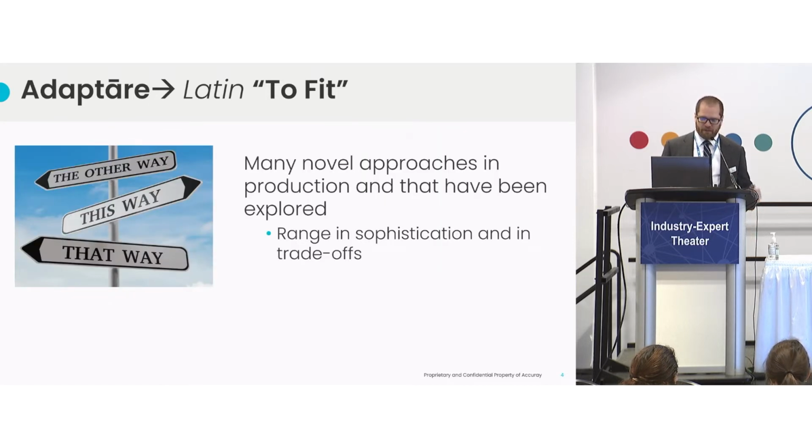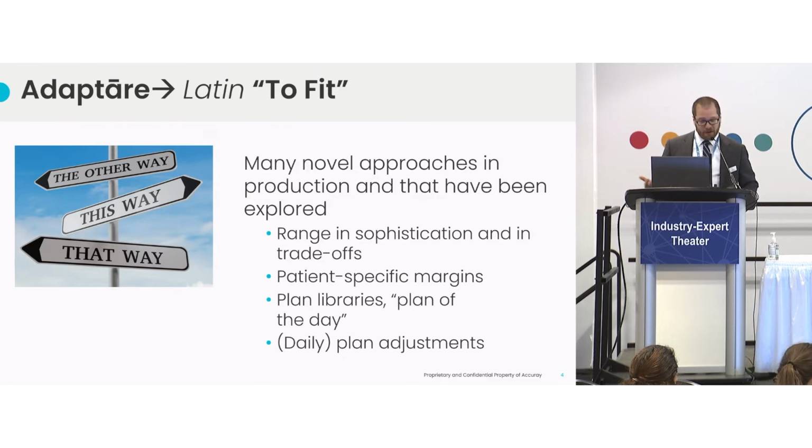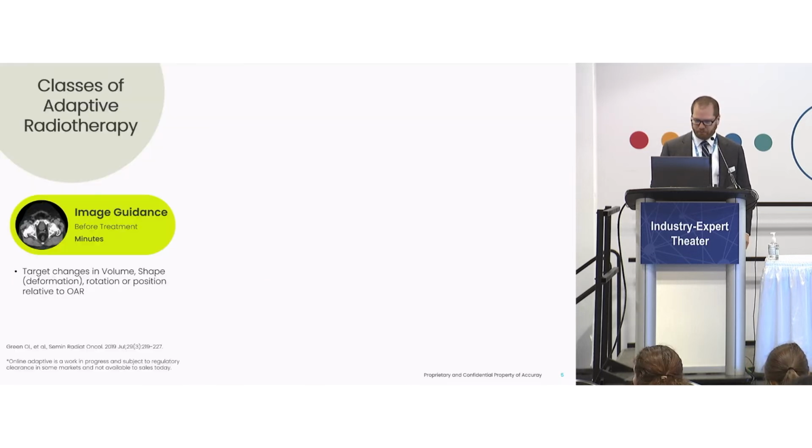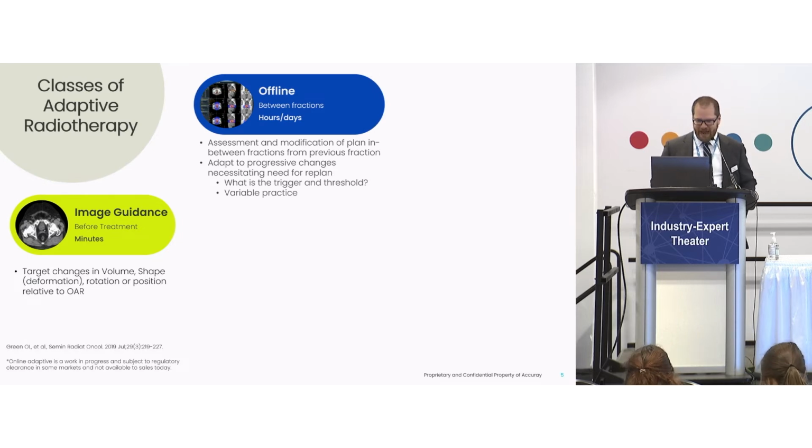And there are many novel approaches in production that have been explored, and they range in sophistication and in trade-offs. Some of these involve patient-specific margins, having plan libraries such as plan of the day, and having daily plan adjustments. In terms of classes of adaptive radiotherapy, image guidance radiation is known to all of us. Offline adaptive involves adapting between fractions, which could take hours or days, and one is assessing and modifying plan in between fractions to adapt to progressive changes that necessitate a need for replanning.